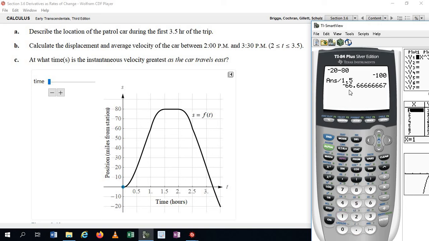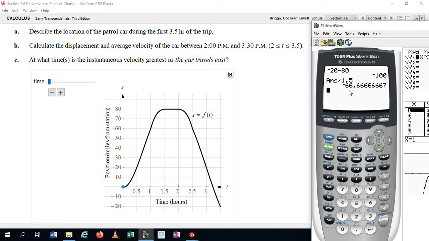And so you can see it's negative 66.666 miles per hour. So what does the negative mean? Because we have a negative sign, right? What does the negative sign indicate? Well, velocity can be positive and negative. Average velocity or instantaneous velocity, they can both be positive and negative. And that just indicates the direction.